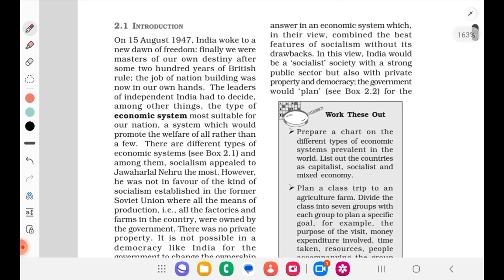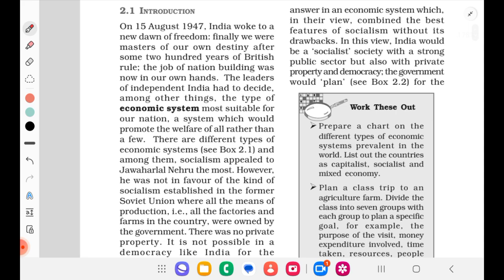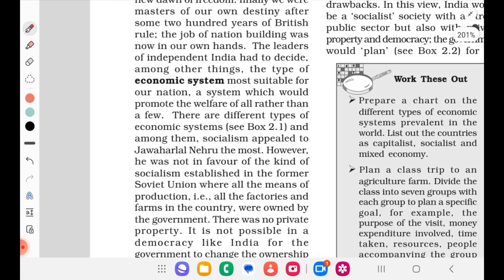Introduction. On 15 August 1947, India woke to a new dawn of freedom. Finally, we were masters of our own destiny. After some 200 years of British rule, the job of nation building was now in our own hands. The leaders of independent India had to decide, among other things, the type of economic system most suitable for our nation, a system which would promote the welfare of all rather than a few.